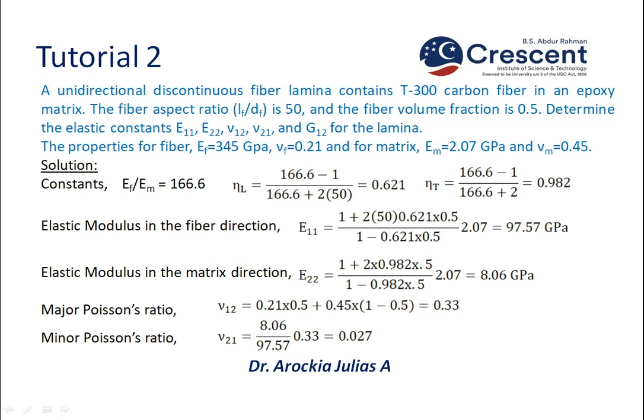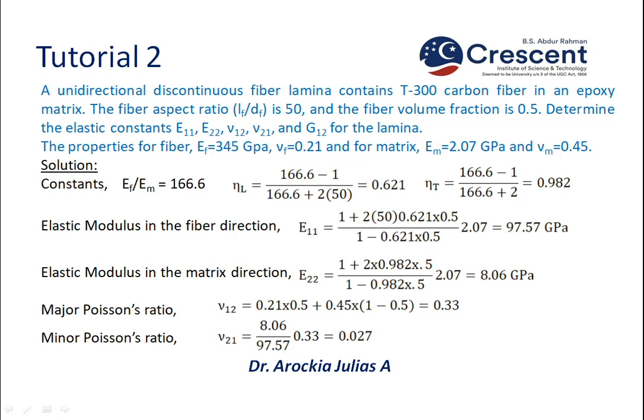So Vm is 1 minus Vf, that's why we put 1 minus 0.5. So directly substituting the values, we get the answer as 0.33. Now minor Poisson's ratio, nu 21 equal to 8.06 divided by 97.57 into 0.33. So the value is 0.027.